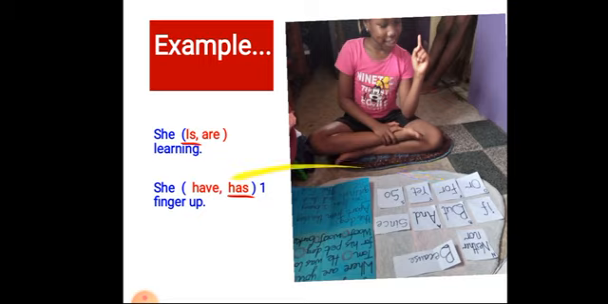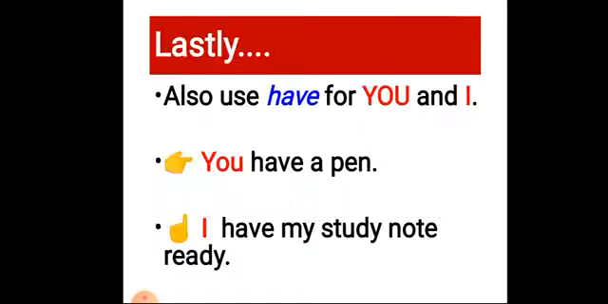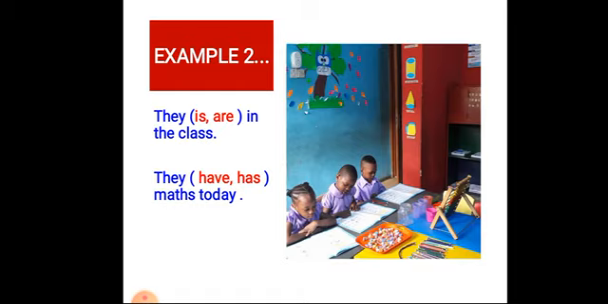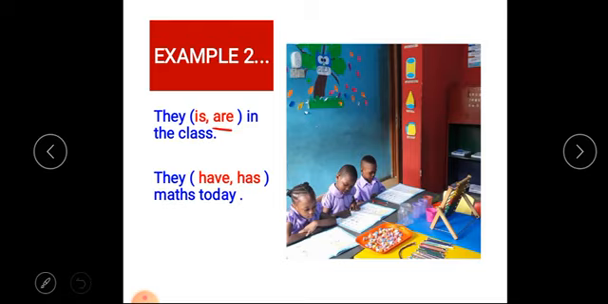Let's look at the next slide. Can you see the picture? We have more than one people here. There are more than one. In fact, there are three. More than one. So we use a pronoun they. So is it they is or they are in the class? Which one is correct? You guessed right. Are, because they is a plural subject and it's supposed to go with a plural verb. They are and not they is.